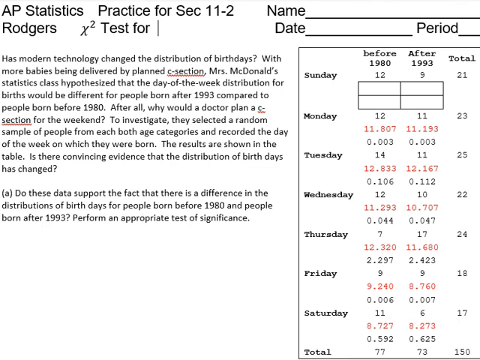Okay, so they have a table. This is basically a Minitab printout. Remember, the first data in each cell is the observed count. The next one is the expected count. The following third value is the contribution, all of which will be added up to get our chi-squared statistic.